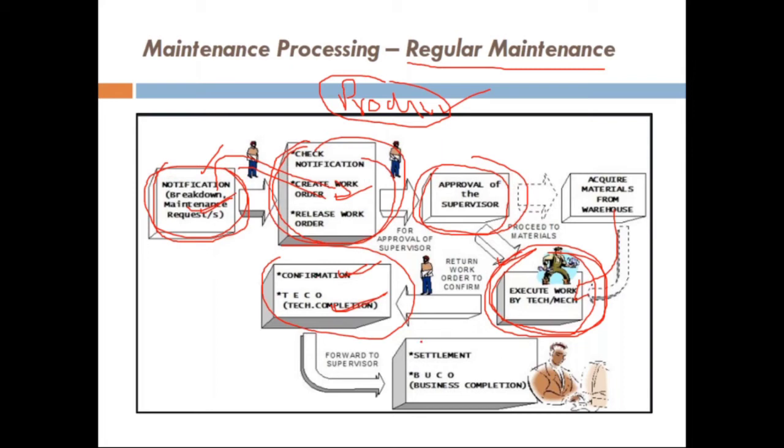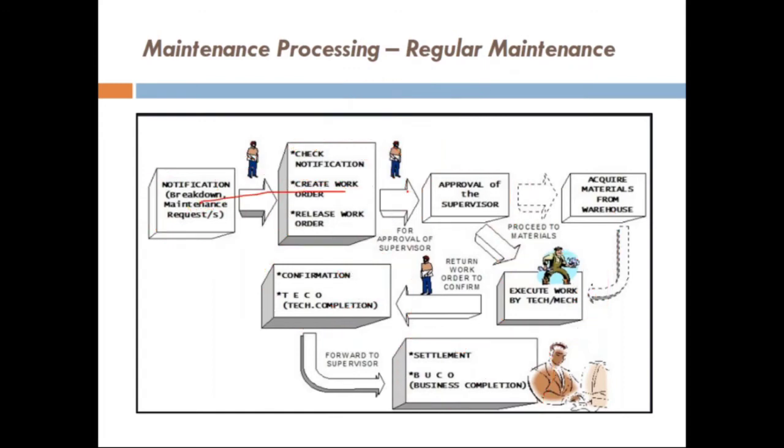Once this is done, at the month end, finance people will do their activities. They will do the settlement, settle the repair cost, and then they will do the business completion. So this is an end-to-end flow. When we go to the training, we will see how to execute this in the system, end to end.